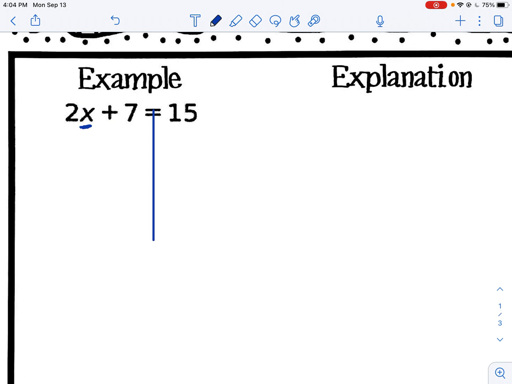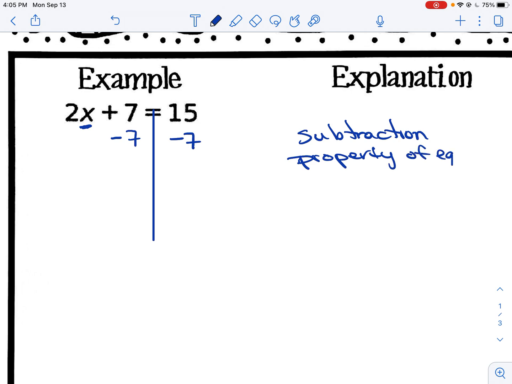So it said to get rid of addition or subtraction first. So that means I'm going to subtract 7 from both sides of the equal sign. This is the subtraction property of equality. And it says, if I subtract on one side of the equal sign, I must do it on the other side. So I bring down the 2x because these two cancel out, and I get 8.